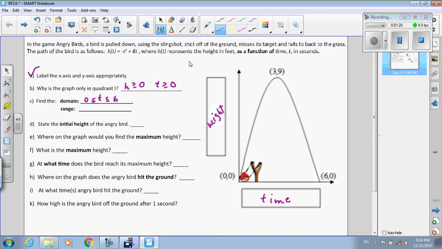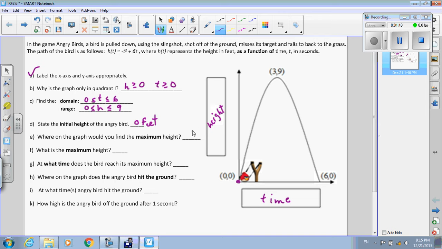And what about the height? What do you say about the height? Well, the height starts at 0 and it gets a maximum at 9. So that would be the range. The initial height of the Angry Bird is at the beginning here. The bird is at 0, 0, so the initial height would be 0, and we're using feet. So 0 feet.